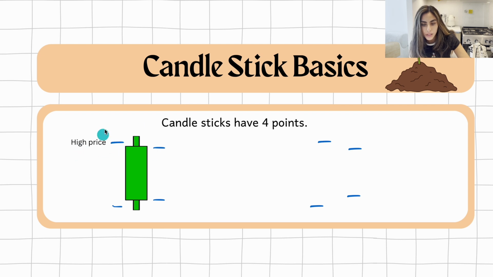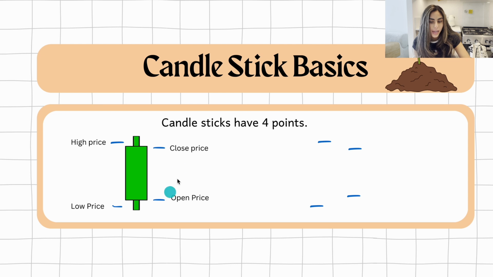So the upper wick, as we mentioned, is called the high price. Let's say we're looking at the daily time frame, right? This is the highest price of the day. Now, the lower body of the candlestick is called the opening price, so it's the opening price of the day. The lower wick over here is called the lowest price of the day. And then the upper body is called the closing price of the day.